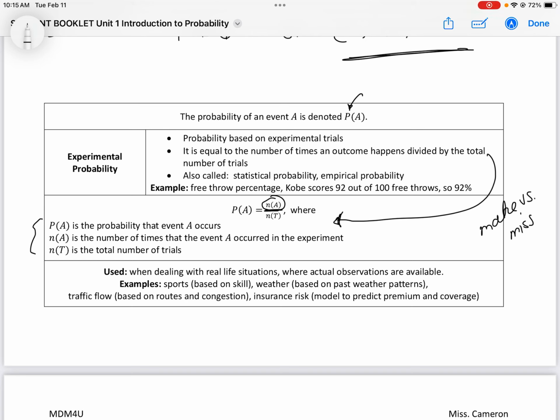When is experimental probability used? When dealing with real-life situations where actual observations are available. An example: sports, it's based on skill. Weather, it's based on past weather patterns. Traffic flow, it's based on routes and congestion. Or insurance risk, like maybe a model to predict a premium and coverage.